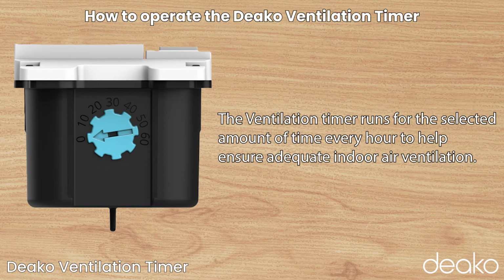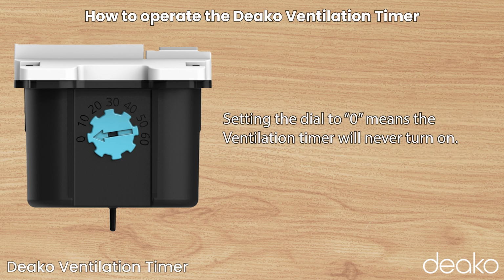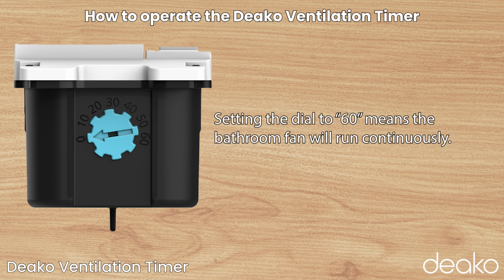The ventilation timer runs for the selected amount of time every hour to help ensure adequate indoor air ventilation. Setting the dial to 0 means the ventilation timer will never turn on. Setting the dial to 60 means the bathroom fan will run continuously. The ventilation timer takes into account both independent timers on the switch.